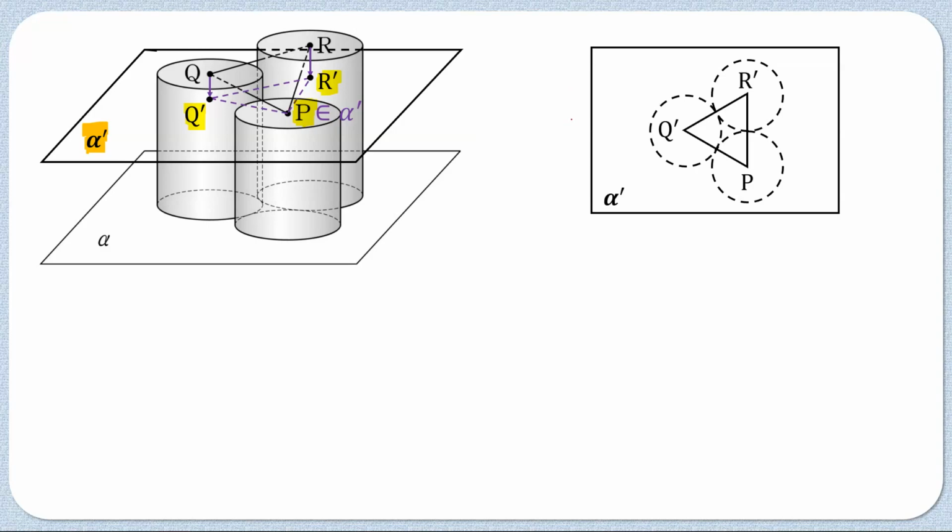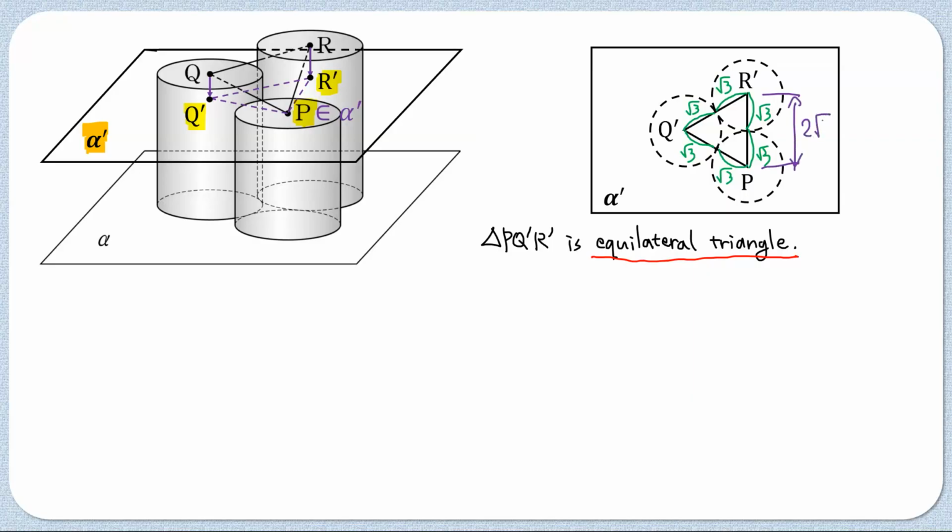Since three cylinders circumscribe each other, triangle PQ'R' is an equilateral triangle. Since all circles have the same radius, square root of 3, the side length of this equilateral triangle is 2 times square root of 3, which gives the area square root of 3 over 4 times the square of the side length, so (2 square root of 3) squared, hence 3 square root of 3.